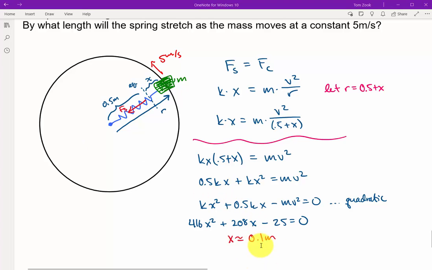Seems like too simple of a solution. Not exactly 0.1, of course, but you can always go back and check that by putting in 416 times 0.1, and you get 41.6, and you put in 5 squared times 1 over 0.6, and you get 41.666. It's close. So there's a little bit of being off, but 0.1 meters is the stretch of the spring.